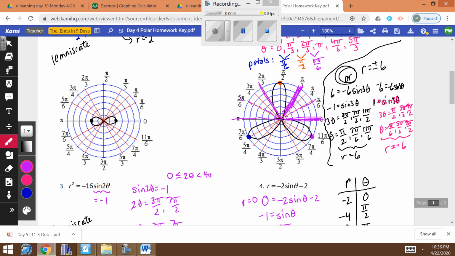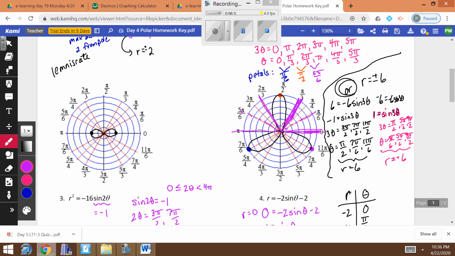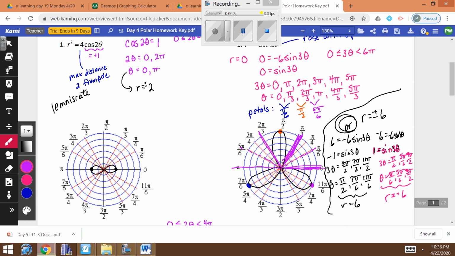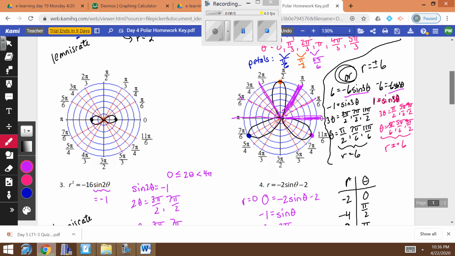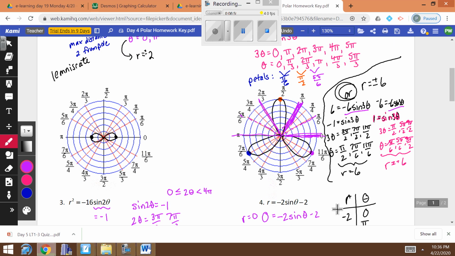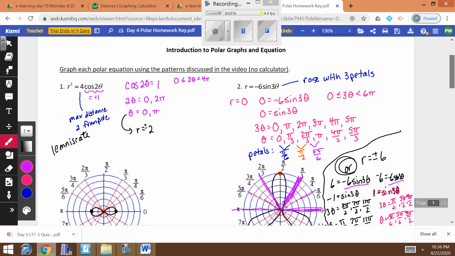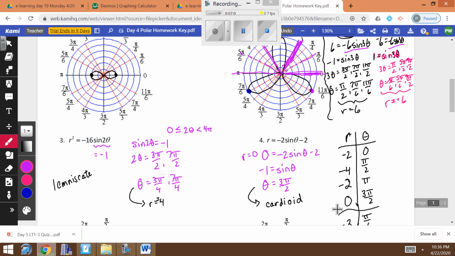Now you do have the second option. Again, I don't care which way you do it, whichever way is easier for you. We can also decide that we know our furthest points away from the pole are either positive 6 or negative 6. So if I set negative 6 sine of 3 theta equal to both positive 6 and negative 6, we really want to know where the sine of 3 theta is positive 1 or negative 1. That's what we're thinking about there. So again, we go through our whole process with the 3 theta and divide. We're still on the interval from 0 to 6 pi, so that's why I have the other numbers in there.